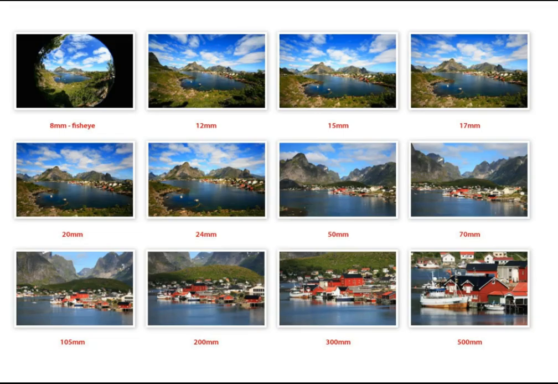So here's a range of lenses in comparison to one another. All shot at the same spot, all shot on the same camera. The photographer just switched out the lens. And we can see, if we look at that 50mm lens, that second row, second from the right, third from the left, everything looks normal. The lake, the distance from where we are at the lake to the harbor, to the boats, to the mountains, it looks generally normal.